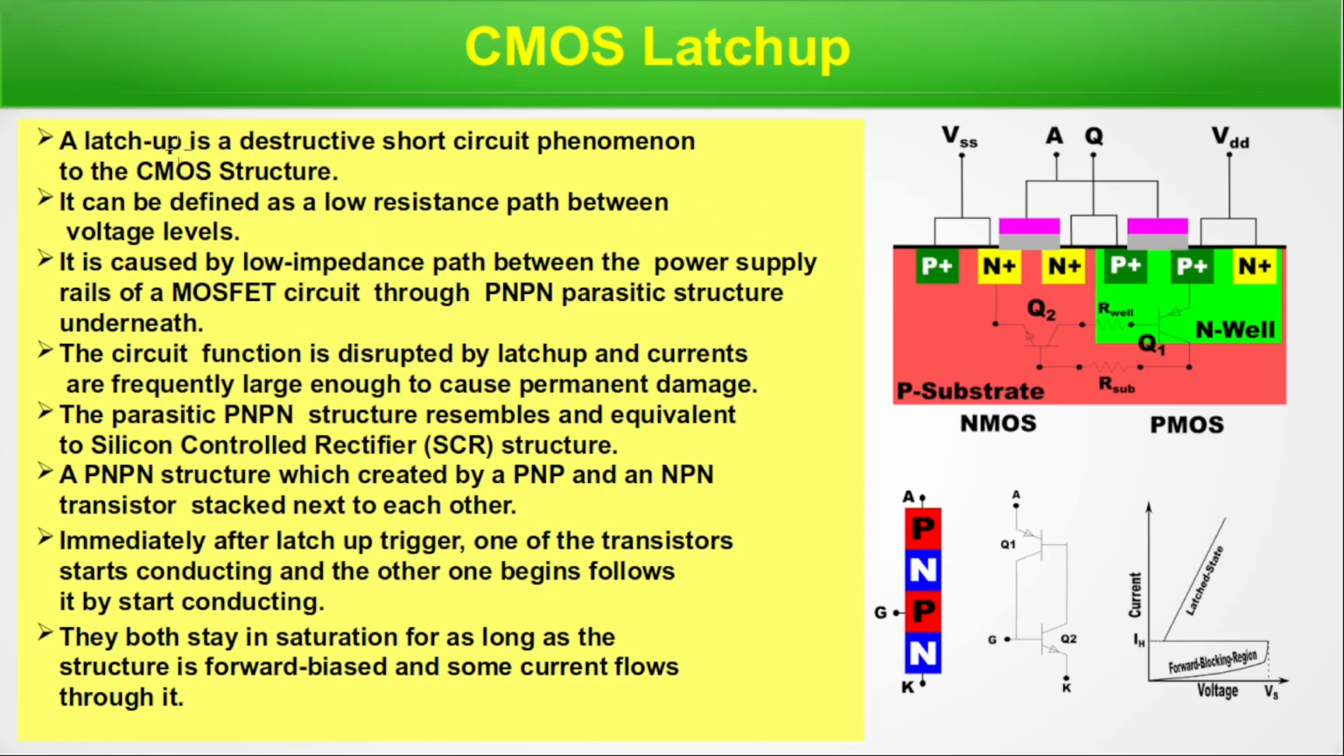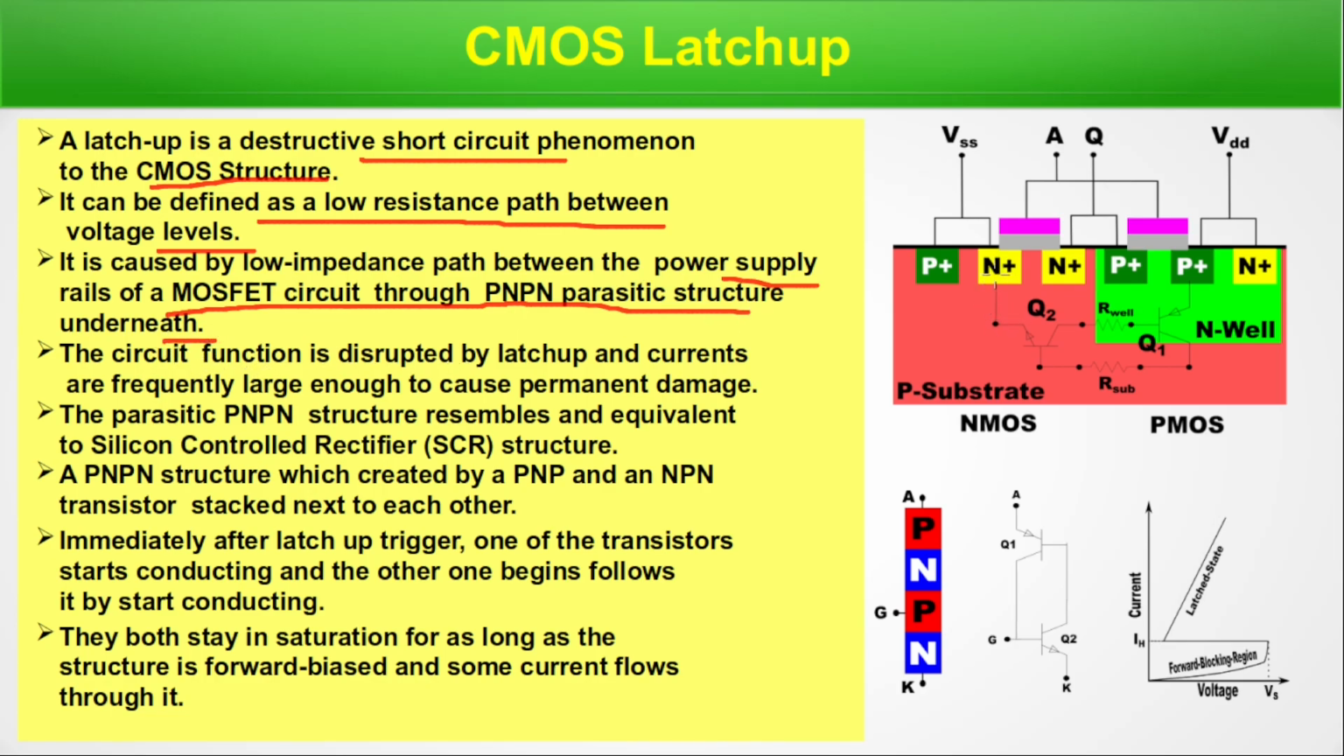A latchup is a destructive short circuit phenomenon in the CMOS structure. It can be defined as a low resistance path between voltage levels. It is caused by a low impedance path between power supply rails of a MOSFET circuit through a PNP and NPN parasitic structure underneath.